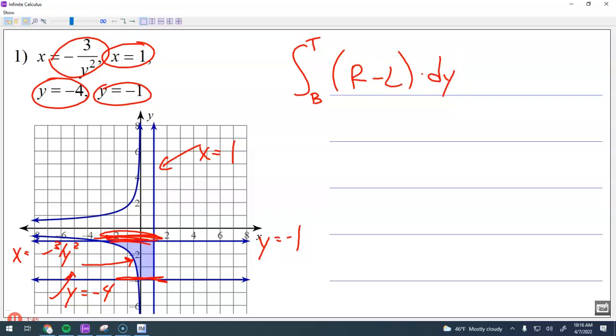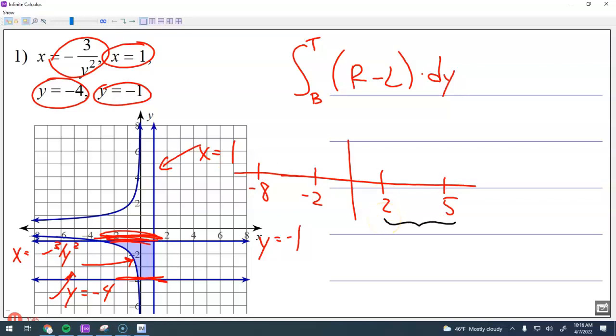So let me convince you before we move on that right minus left actually works. I don't care if you believe me. I'm going to prove it to you anyways. Good. How far apart are these 2 points? 3. How'd you get that? Top minus bottom, 5 minus 2.